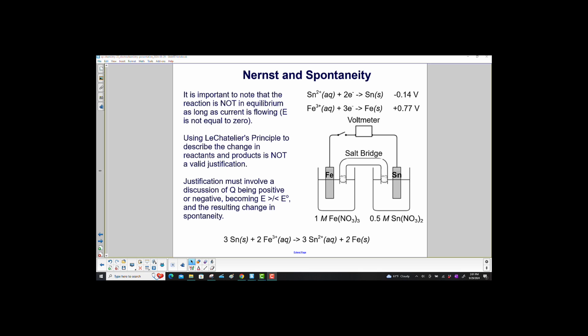It is important to note that the reaction is not in equilibrium as long as current is flowing. E is not equal to 0. Using Le Chatelier's principle to describe the change in reactants and products is not a valid justification. Justification must involve a discussion of Q being positive or negative, E being greater than or less than E0, and the resulting change in spontaneity.